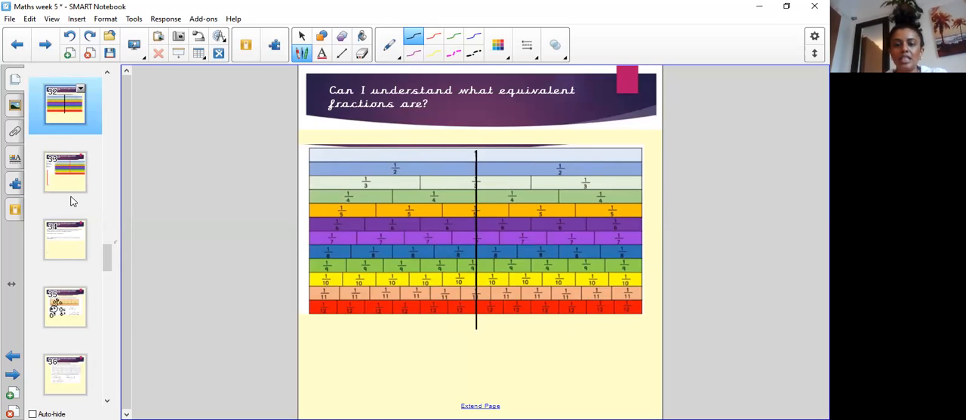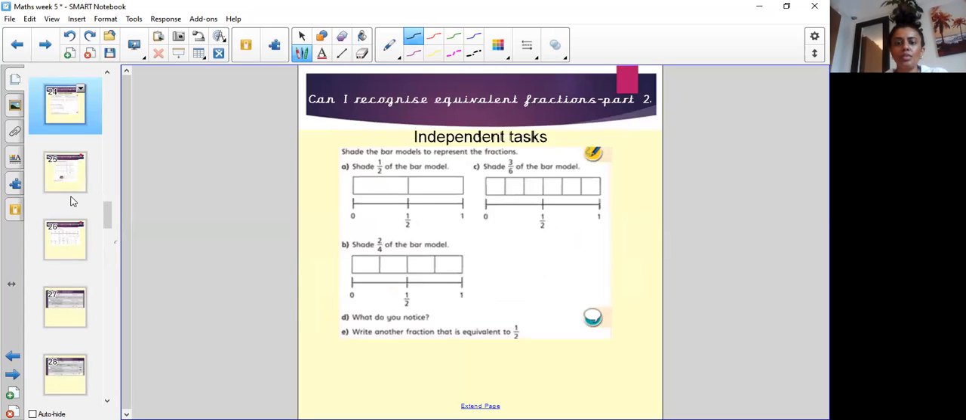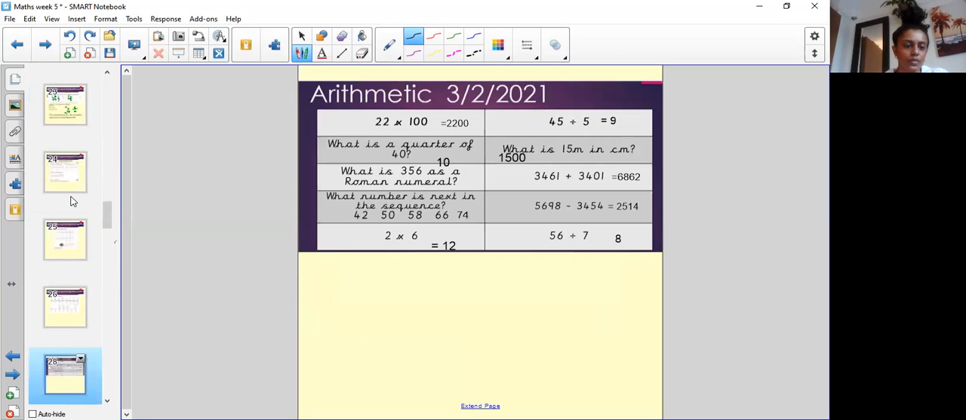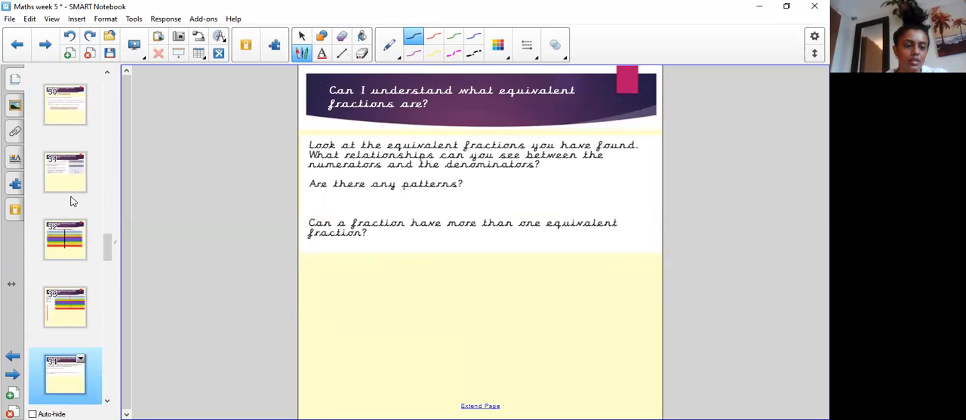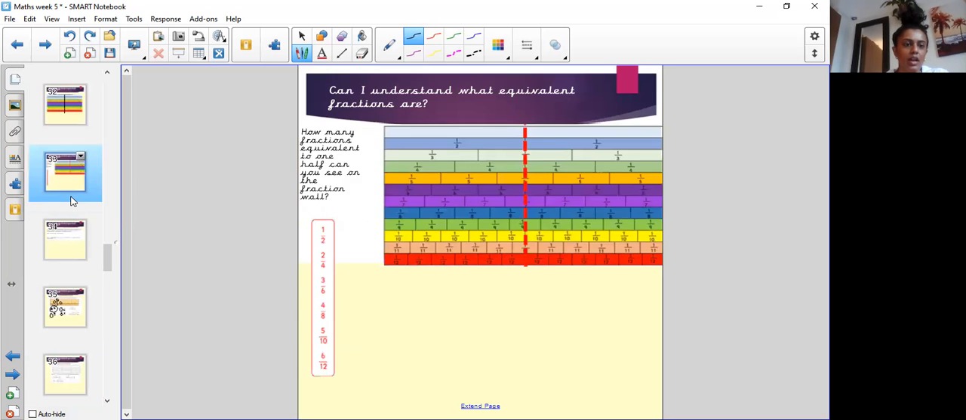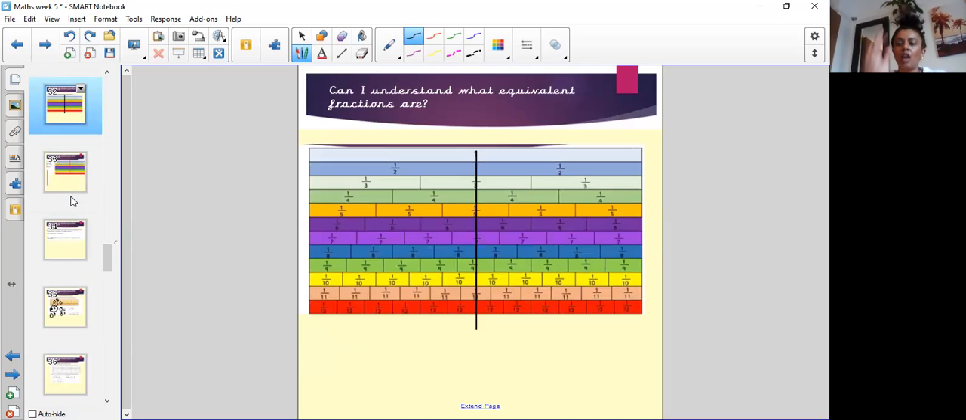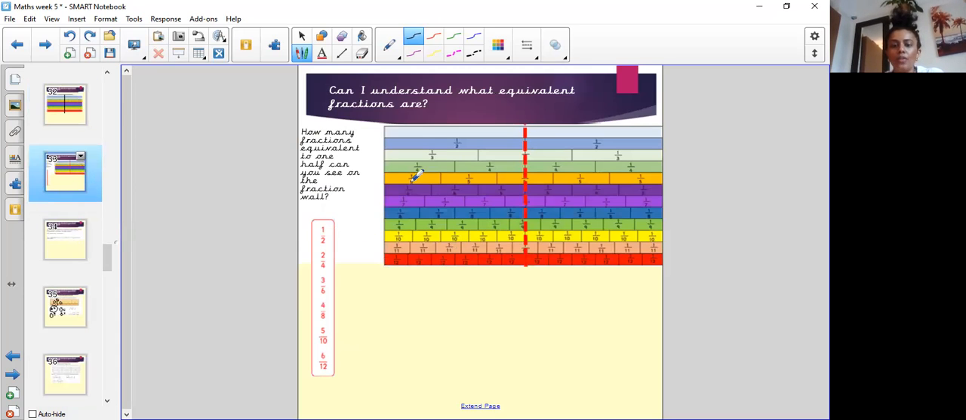So we did go through this. If I just find the fraction rule we spoke about, I believe we went through this one with the line, and we looked at understanding what's equivalent to a half, and then looking at 2/4 because we counted 1, 2, 3, and we spoke about these things.